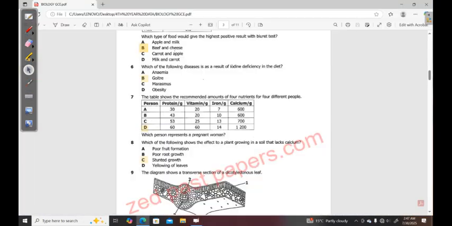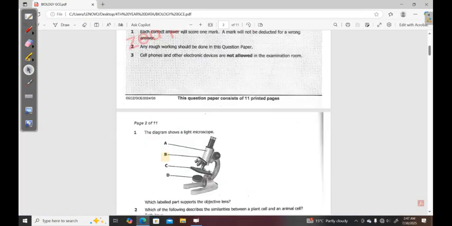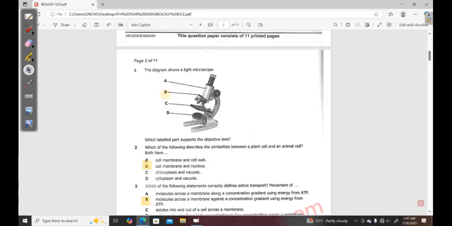All right, so we're going to start with our first question. The diagram shows a light microscope. Which labeled part supports the objective lens? To answer this question, you have to deduce which one is the objective lens. So this is our objective lens right here. The rotating nose piece is what holds the objective lens in our case. So that's why we answered B.